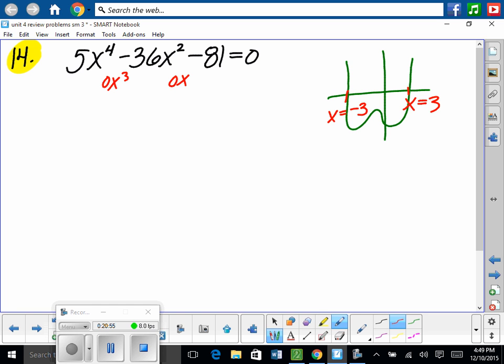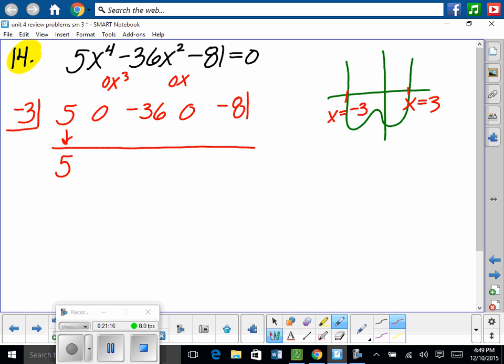So you can use negative 3 or 3 first. I'm randomly choosing negative 3. So I set up my coefficients. 5, 0, negative 36, 0, and negative 81. If you forgot those zeros, you won't get it right. I'm going to spread this out a little bit prettier. You won't get it right if you forget the zeros.